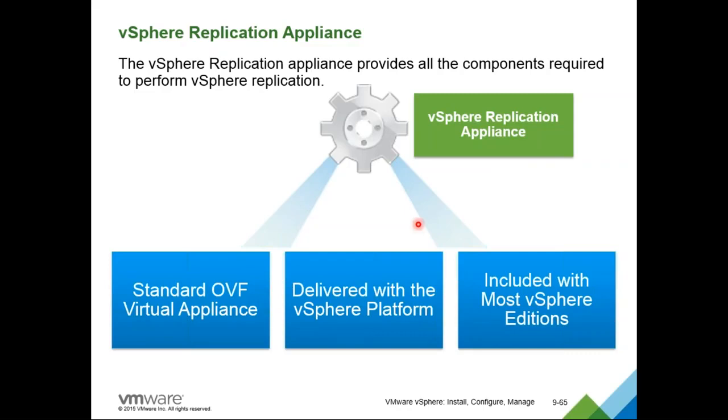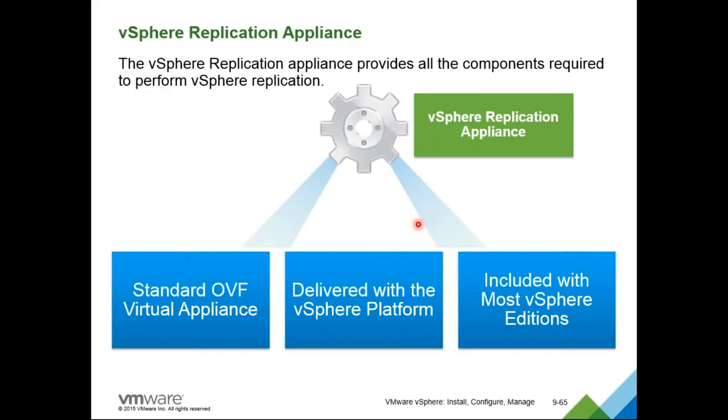So you need to just deploy this. You need to just import this appliance, and you can assign an IP address, host name, DNS, subnet, and gateway, and you will be able to use it. You don't need to do any configurations.